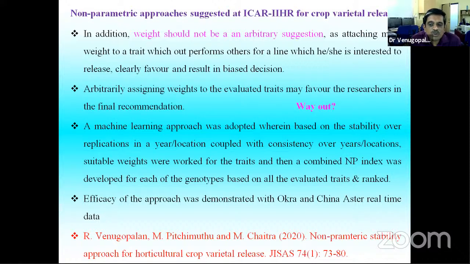So this approach also we have captured, and the efficiency of the approach was demonstrated by applying this method to Okra and China Aster real-time data, IIHR. The Okra paper is already published recently in the IASRA journal. This particular paper I presented during the International Statistical Conference, which was inaugurated by Bill Gates last November.